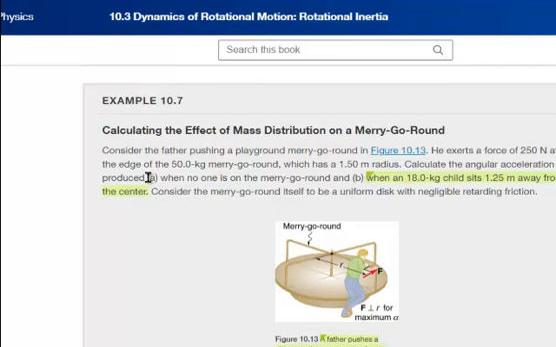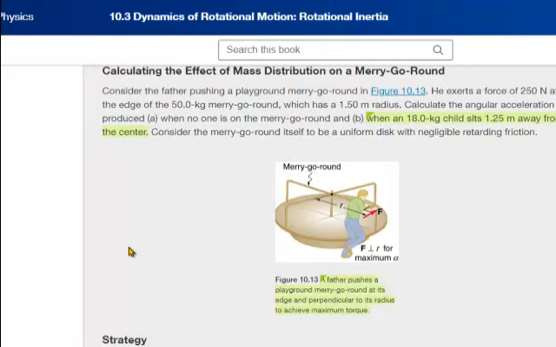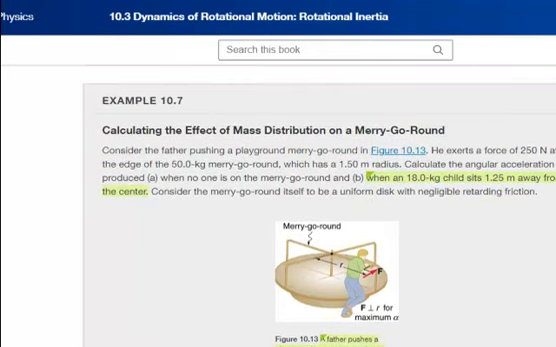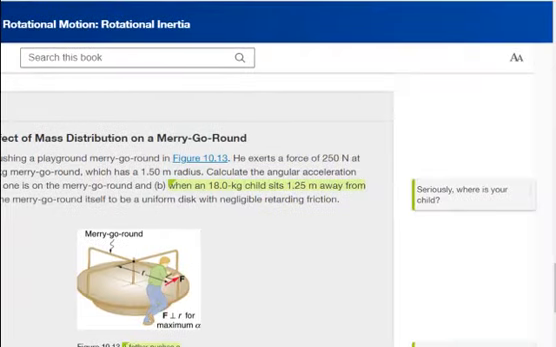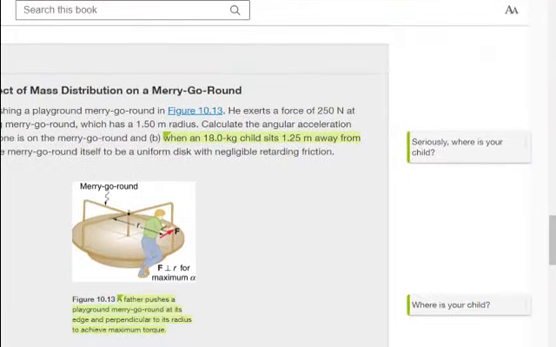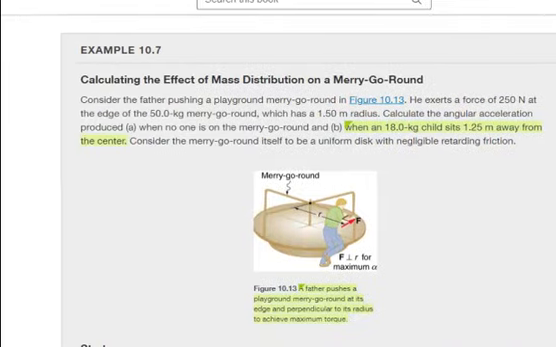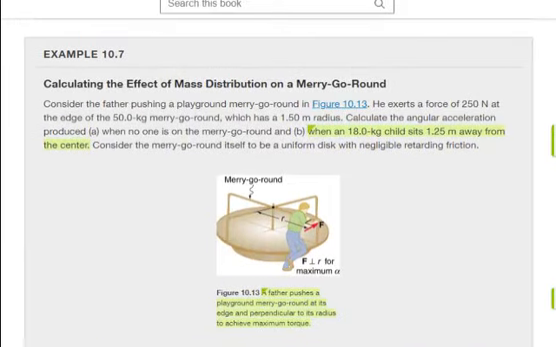Calculate the angular acceleration produced when no one is on the merry-go-round, as the picture shows. And then, oh, as the picture shows, there it is. I was wondering all the time here, when an 18-kilogram child sits 1.25 meters away from the center, and I'm saying right here, seriously, where's your child? Where is your child? So pay attention to that. Oh, by the way, a moment ago, you might not have seen my note.